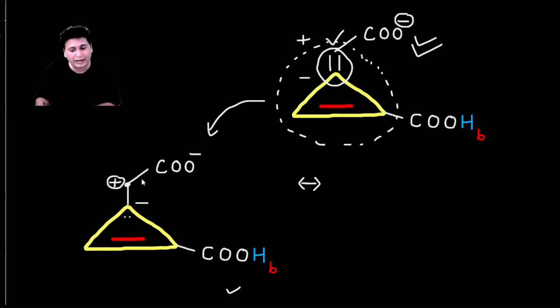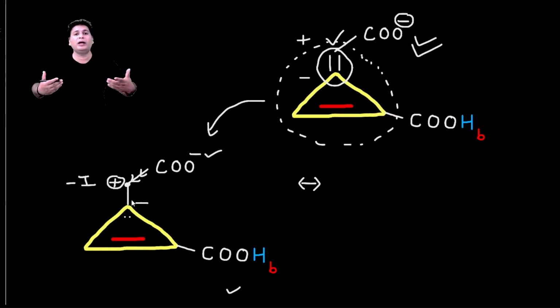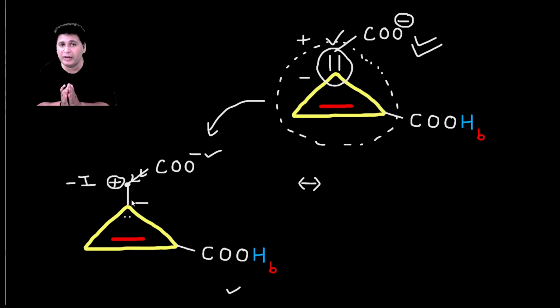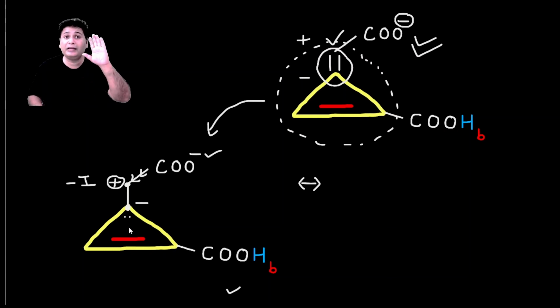Why? Because as I have done, this plus charge which comes on this carbon, you can understand from its strong minus I effect, has great affinity for electrons. It is going to pull away the electrons, and therefore this minus charge sees someone delocalizing this charge and will be happier. Now, if you try to stabilize the carboxylate group by polarizing this pi bond, then a minus charge is also coming at this carbon. That also should be taken care of.